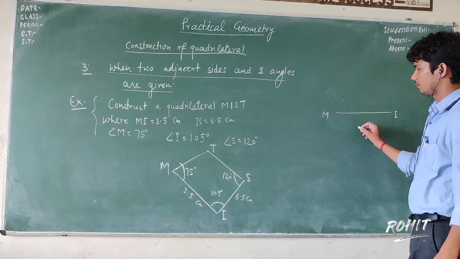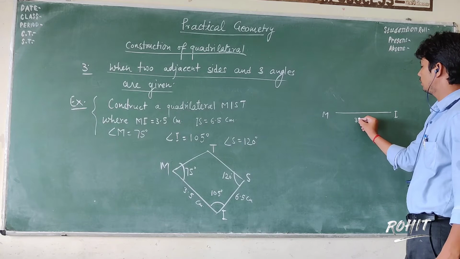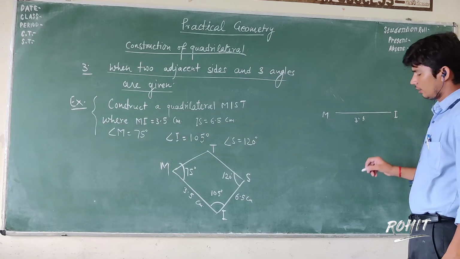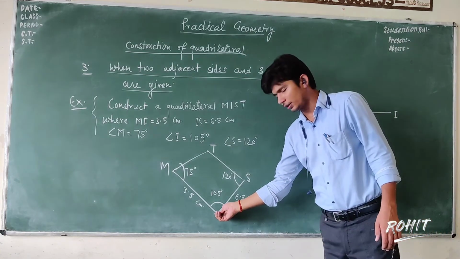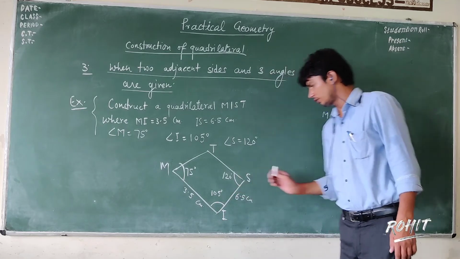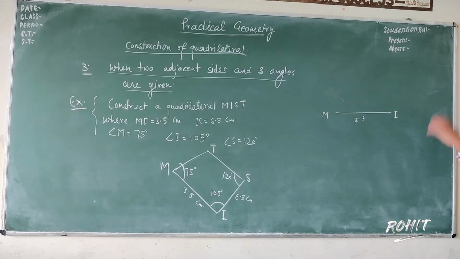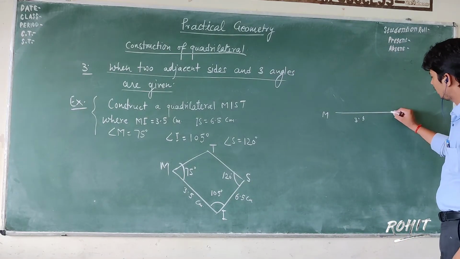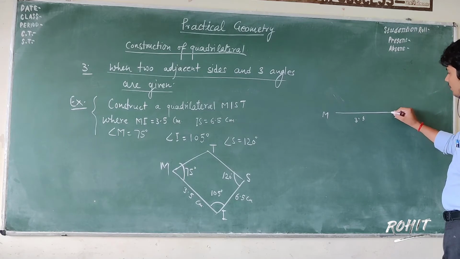So draw a line MI of 3.5 cm. Now this angle is 105 degree. This angle is 105 degree. So use a protractor to draw the angle of 105 degree.